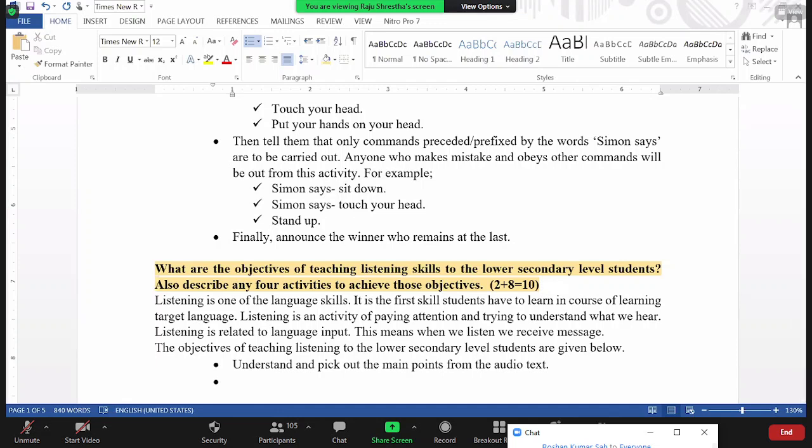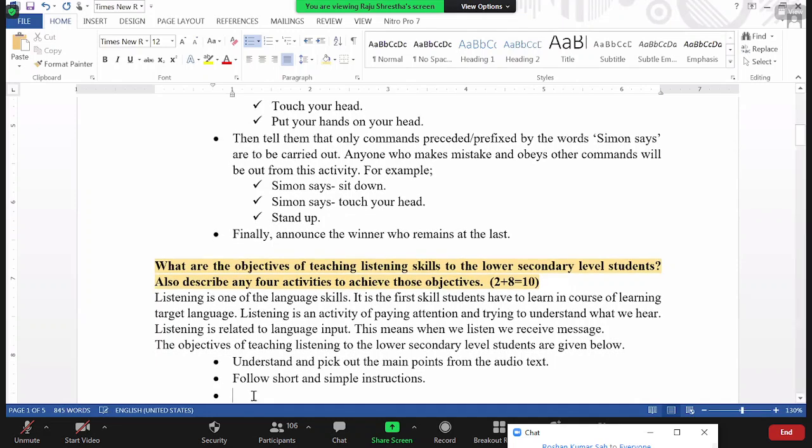From audio materials, follow short simple instructions. Follow short and simple instructions. Then in this way, you can write your own.